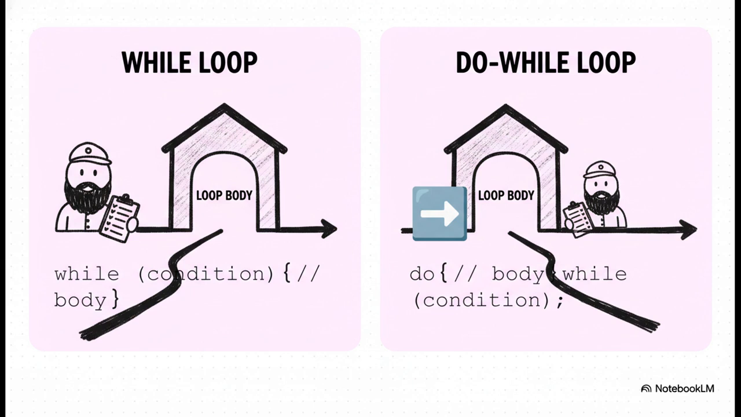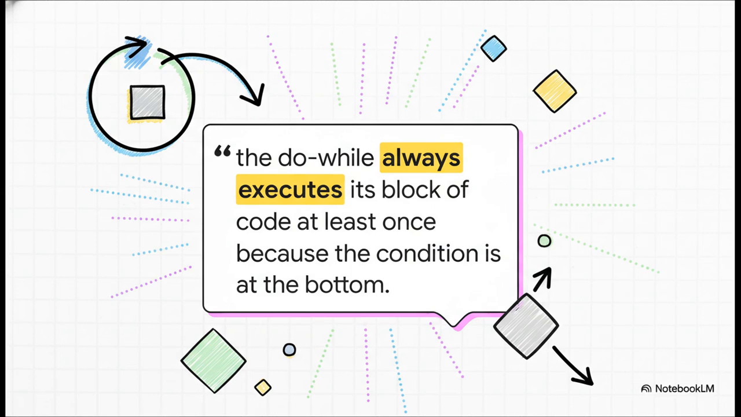The gatekeeper has moved from the entrance to the exit. And that one simple change makes all the difference. As Schultz puts it so well, the do-while loop always executes its block of code at least one time. Why? Well, because the check doesn't even happen until it's already run through once.